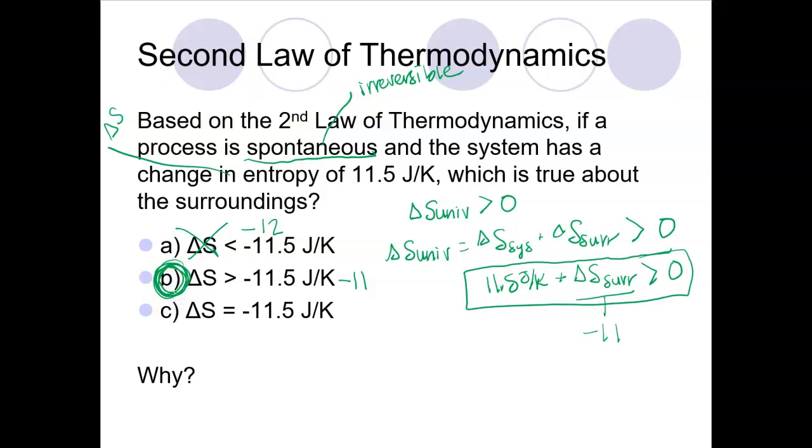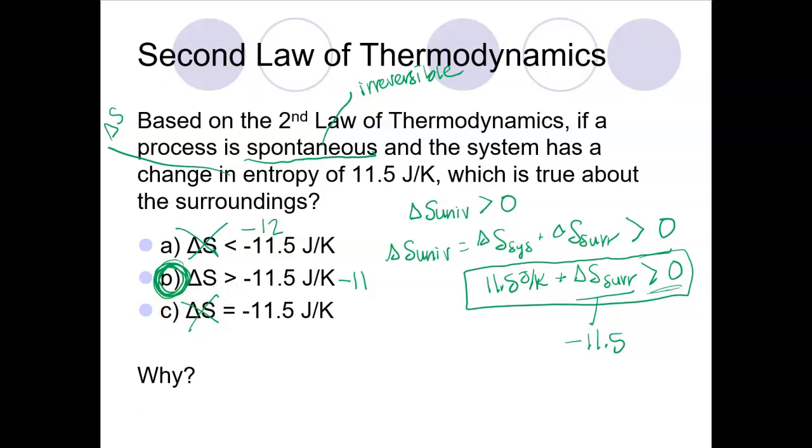Okay. I want to go ahead and check part C. Part C says when delta S is equal to negative 11.5. So if this was negative 11.5, well, if I took positive 11.5 plus negative 11.5, wouldn't that be equal to 0? So not greater than 0. So that one doesn't work either. So my answer is B.